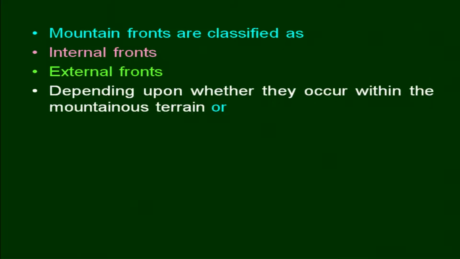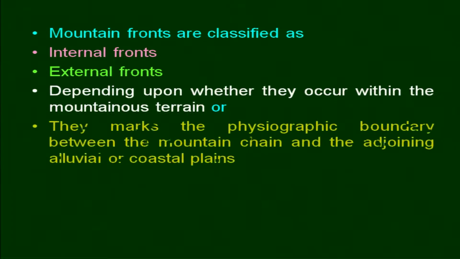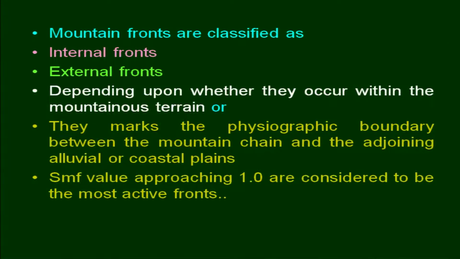Now, coming to the classification of mountain fronts, you can classify them as an internal front or as an external front, depending upon whether they occur within the mountainous terrain or they mark the physiographic boundary between the mountain chain and the adjoining alluvial or coastal plains. So, one can mark the internal and the external fronts also. Okay. SMF values approaching 1 are considered to be the most active fronts.